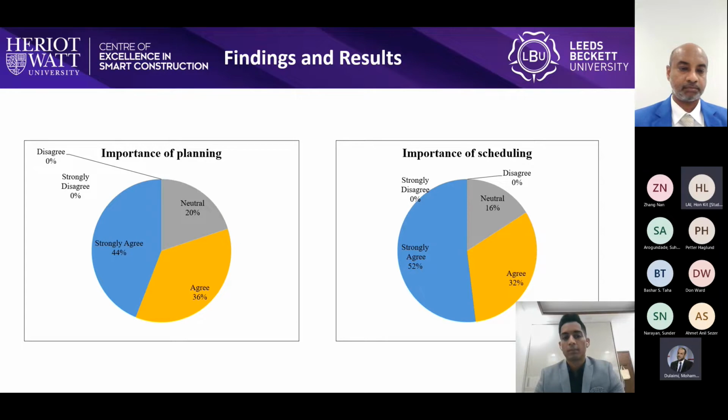Now, importance of planning. Almost 80% of the people believe planning is important for successful completion of a construction project. As well as for scheduling, more than 80% here also believe that scheduling is crucial for successful completion of a project on time and within budget.